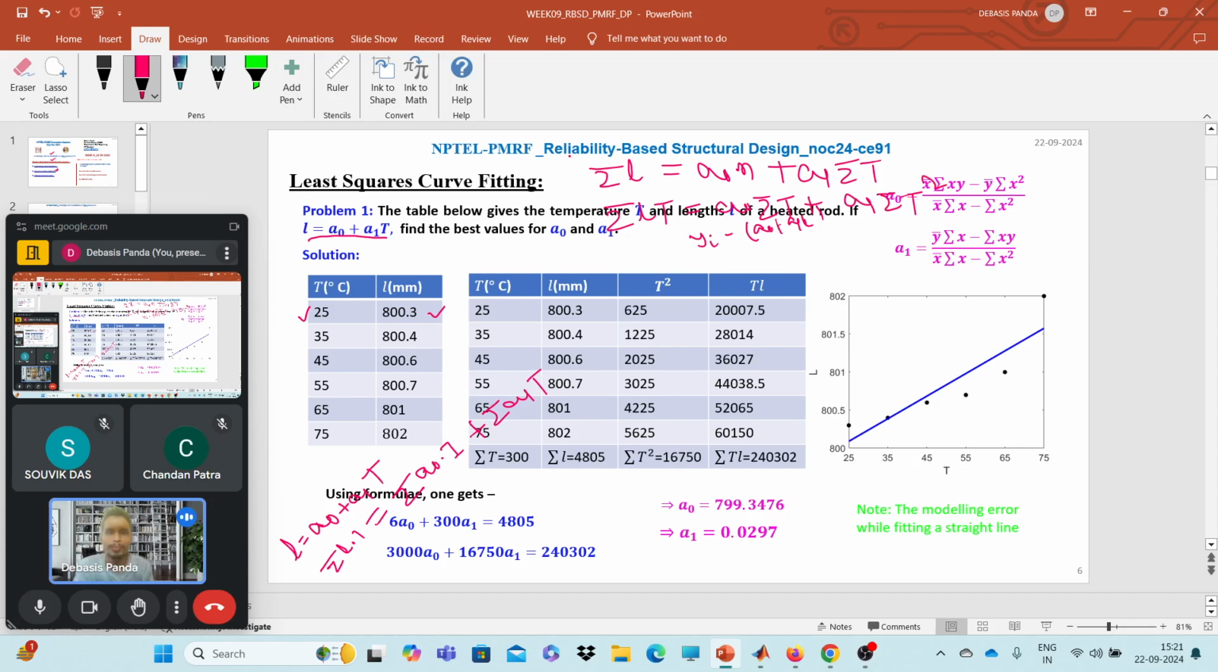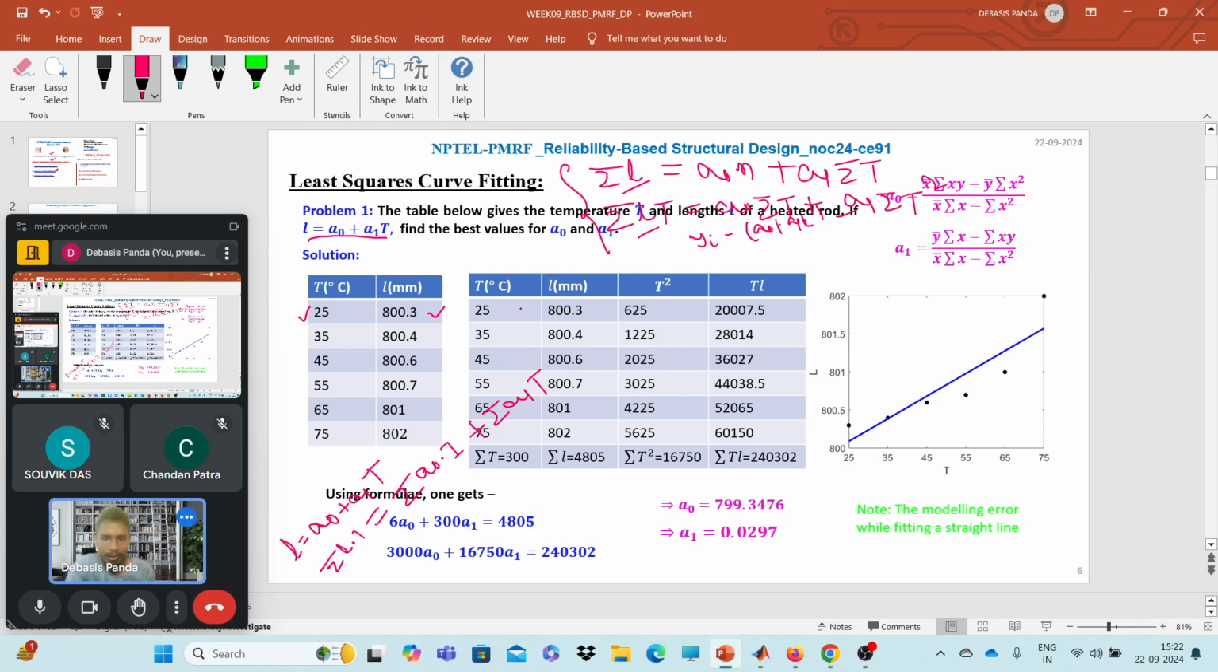To solve these two equations, you just need to solve them to get a1 and a naught. So you need to find out the summation of L, summation of LT, and summation of T square. So you need to make a table. Generally, you can perform it using Excel, or I prefer MATLAB. Just make a generic algorithm and perform this. So we will precisely perform this exercise.